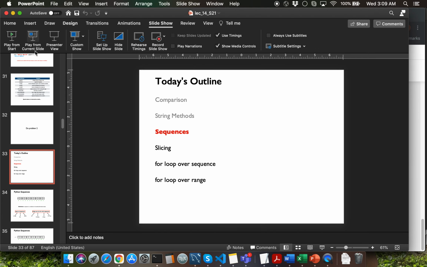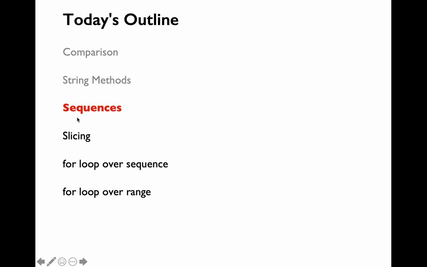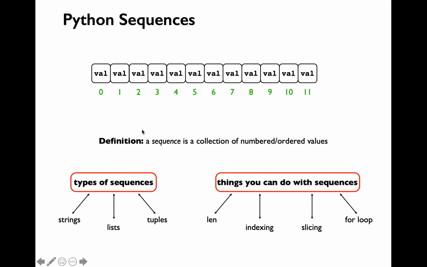Hello everyone. In this video, we'll learn an important concept called sequences. What is a sequence? A sequence is a collection of ordered values in such a way that each of those values have a specific numbering or position associated with them. In CS220, we'll be covering three types of sequences, which are strings, lists, and tuples.